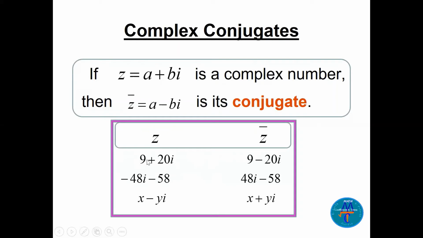If z is equal to 9 plus 20i, the conjugate is 9 minus 20i. If we have this one, see the imaginary part here, minus 48. So when you find the conjugate, it will be plus 48i. And this real part will stay the same. So we only go for the imaginary part. x minus yi, the conjugate is x plus yi.